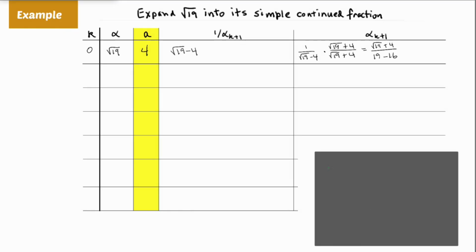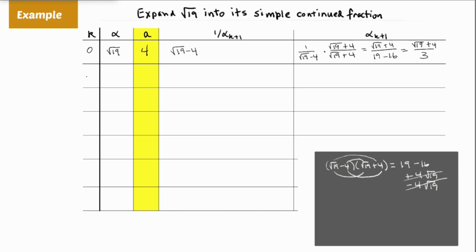In case you're wondering how we got that in the denominator when we multiplied square root of 19 minus 4 times square root of 19 plus 4, we can go over this on the blackboard. We get 19 when we multiply square root of 19 times itself, and we get minus 16 when we multiply minus 4 times plus 4. We also have square root of 19 times 4 and minus 4 times square root of 19. But these last two cancel out, leaving us with 19 minus 16. Now alpha k plus 1 is square root of 19 plus 4 over 3. This is alpha 1. We'll use it when we repeat the process in the next row.